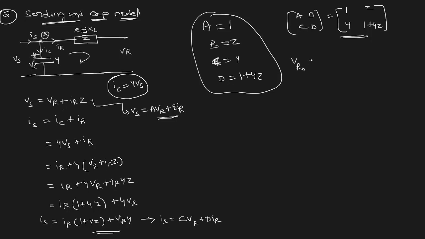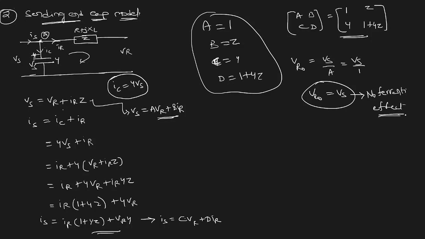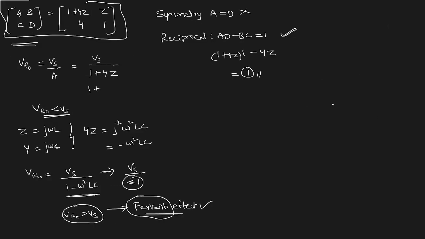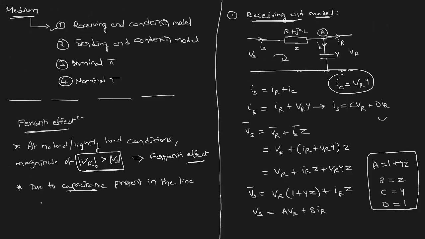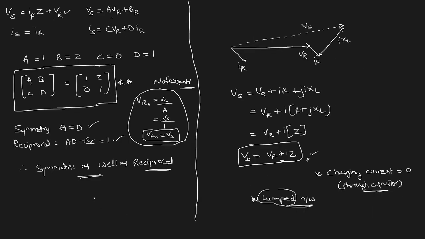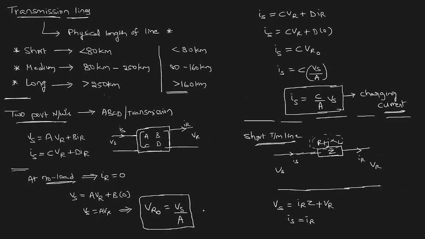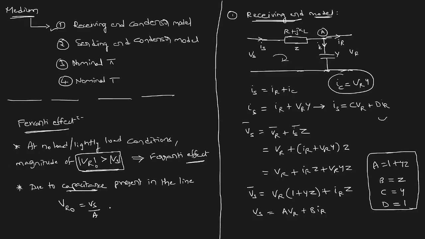Now let's check for the Ferranti effect. VR not equal to Vs by A, Vs by 1. Therefore, VR naught is equal to Vs. Therefore, we can say that in the sending end model there is no Ferranti effect. We can assure this. Also, I am going to add one more point here: VR naught equals Vs by A. We got this from here, right?